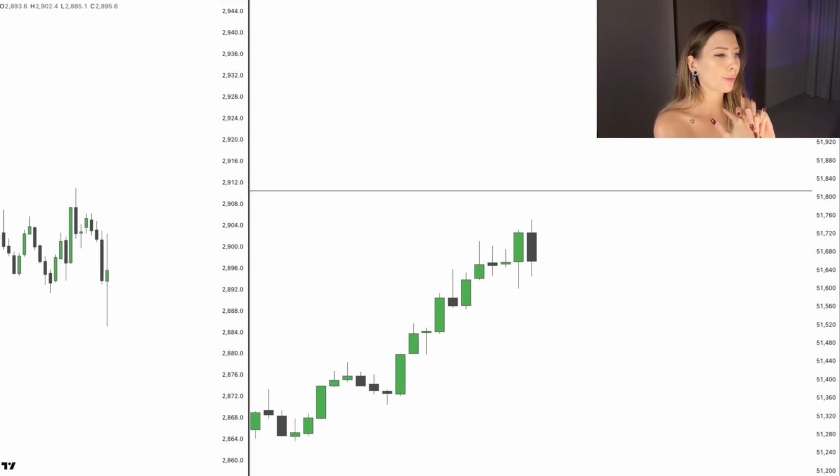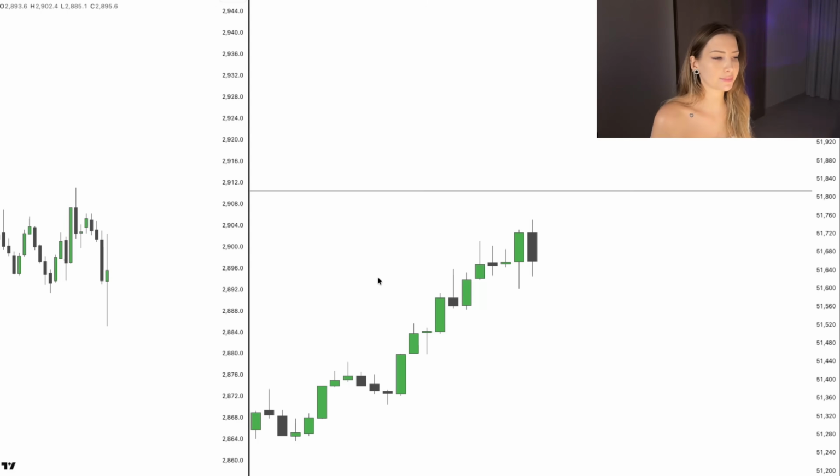Now, most of you have probably heard of SMT divergences, and if you haven't, here's the short version. An SMT is when two correlated assets are moving together, but then at some point, one of them diverges. In a bullish setup, one asset is printing a lower low, and the other asset is printing a higher low. And this divergence is telling you something. It tells you that the selling pressure behind that lower low is not real, because if it were, both assets would be confirming it. One of them is being manipulated, and that's your signal.